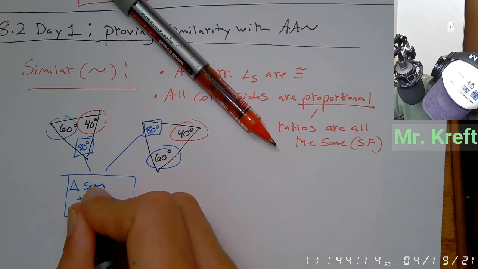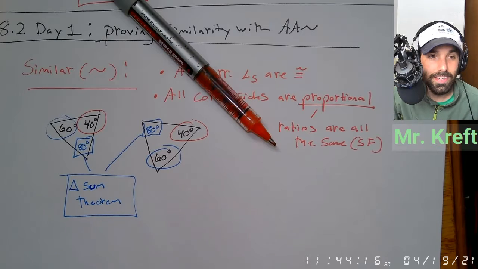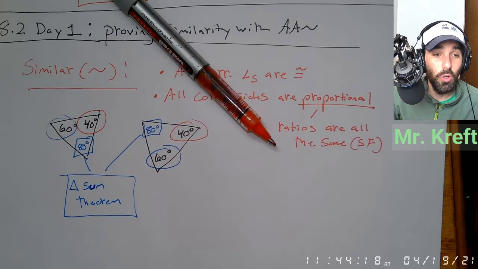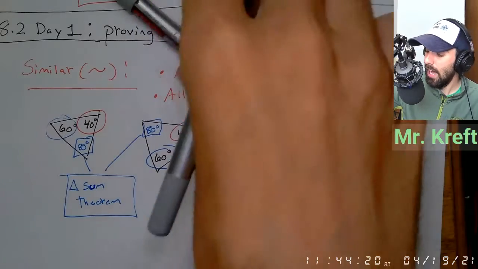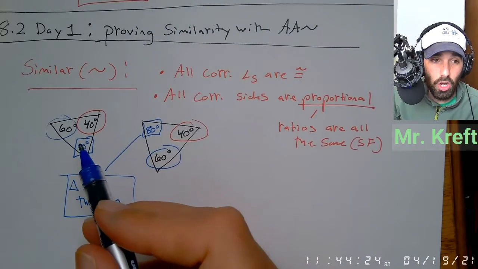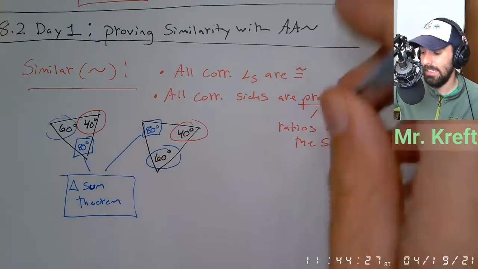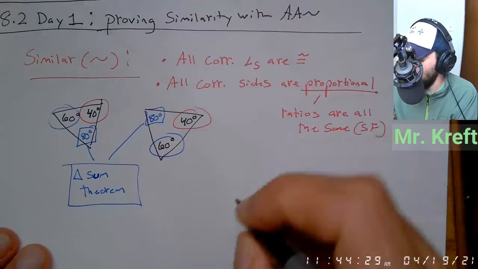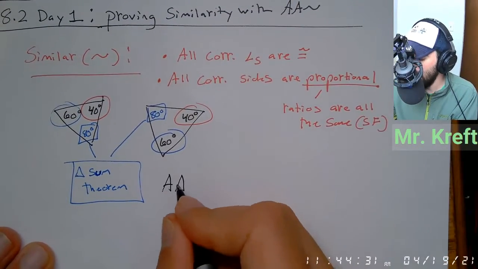Sorry, that's a U here. There we go. Okay, because that has to be there. So right there, that's how we're using AA similarity. All we need to show is two corresponding angles are similar.